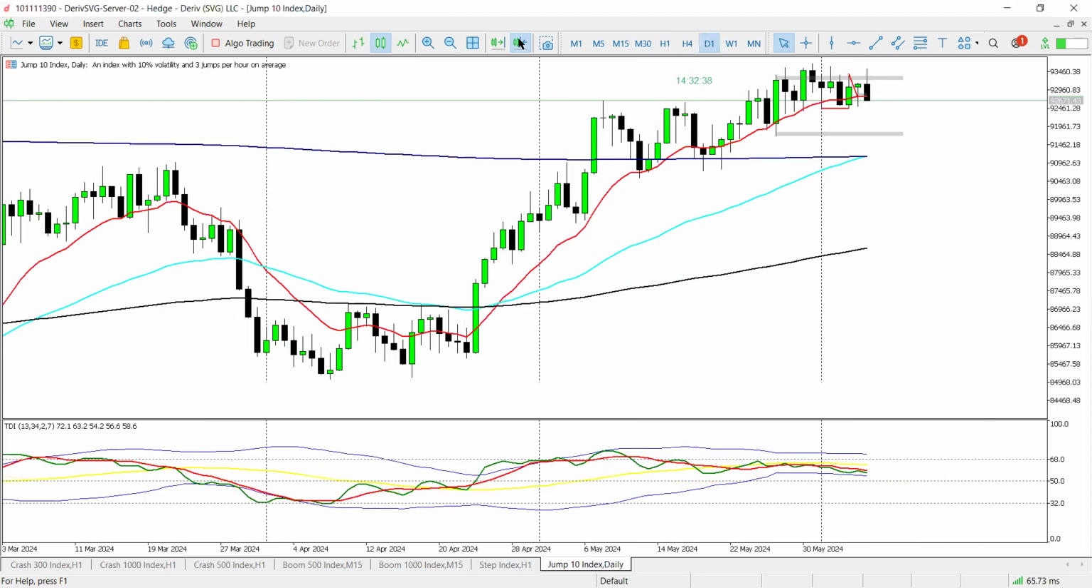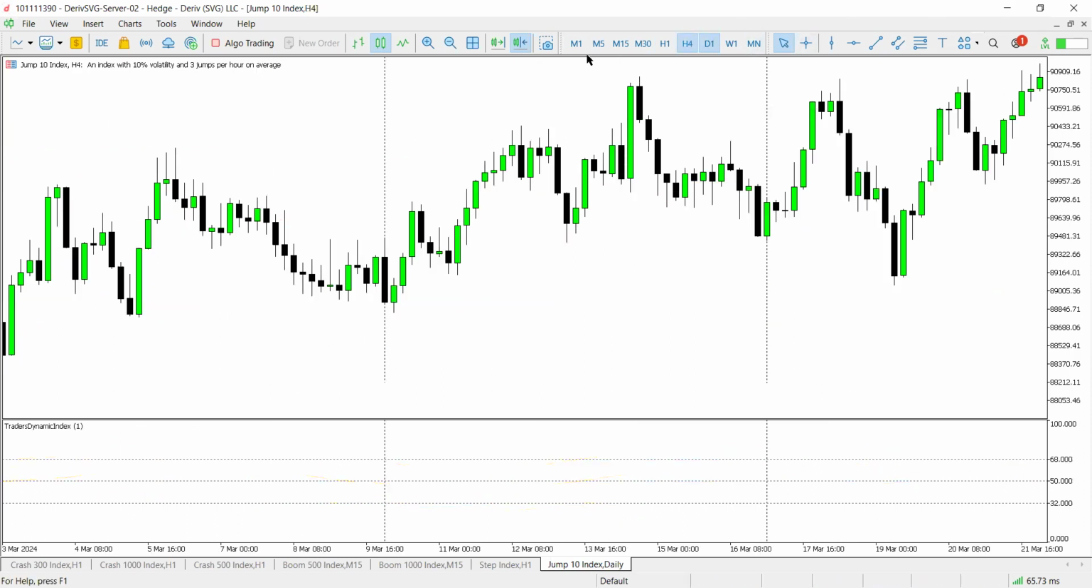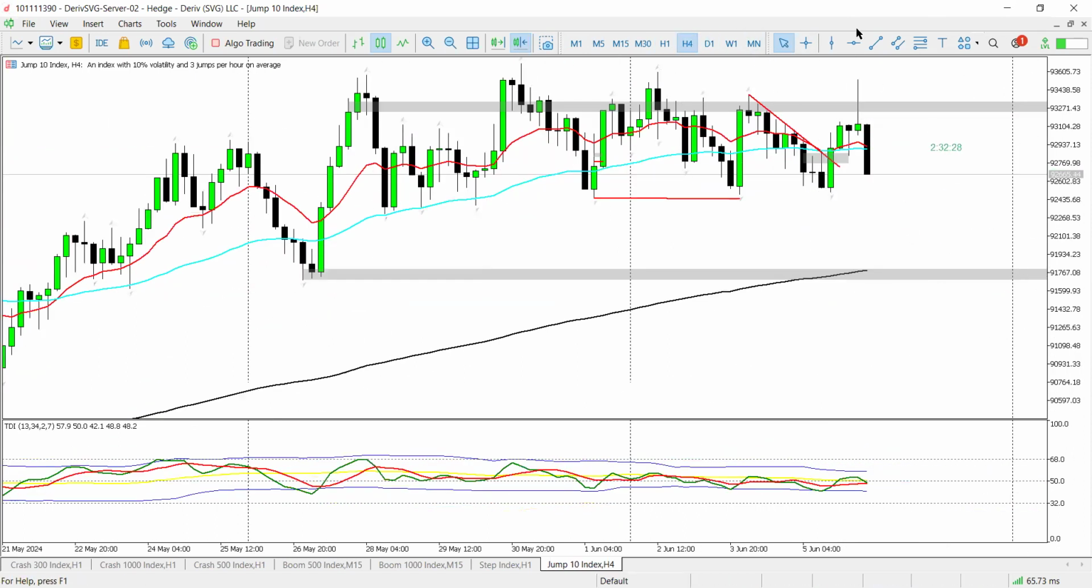This range, I think, is visible from the daily. There we go. So we hit the top, took our liquidity. Now we are in a sell motion. H4 sell motion.